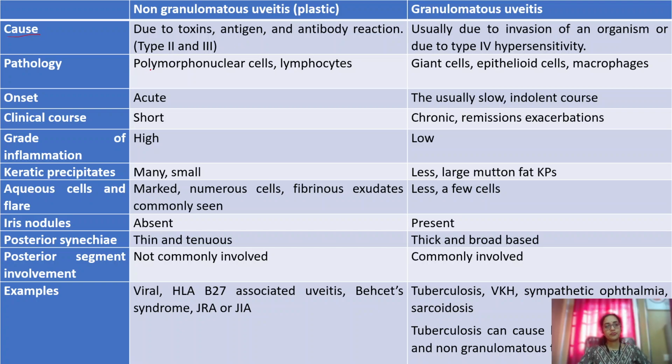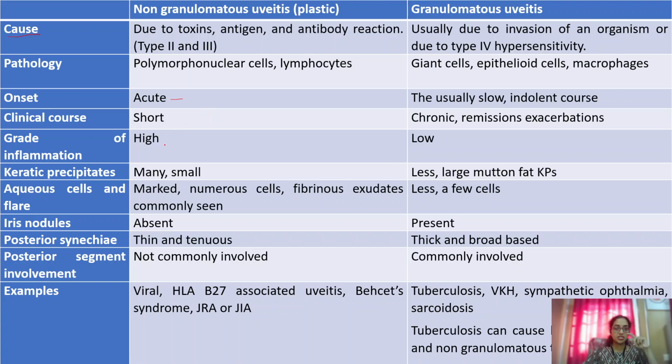In pathology, if you take the histopathology of the keratic precipitates, in non-granulomatous uveitis you might find a polymorphonuclear reaction and lymphocytes. Whereas in granulomatous uveitis, you will find giant cells, epithelioid cells, and macrophages that you usually see in association with granulomatous disease. How about the onset? Non-granulomatous tends to be acute in onset, whereas the granulomatous tends to be slow and has an indolent course.